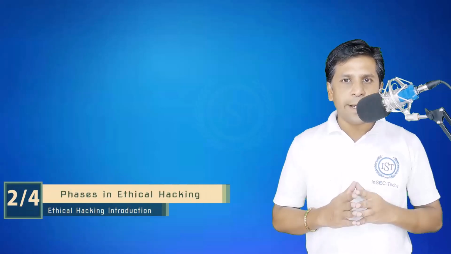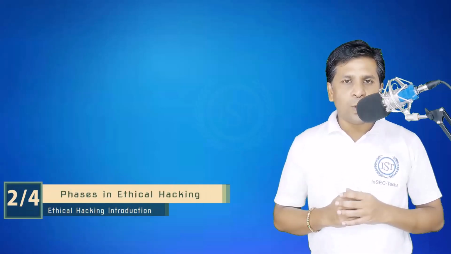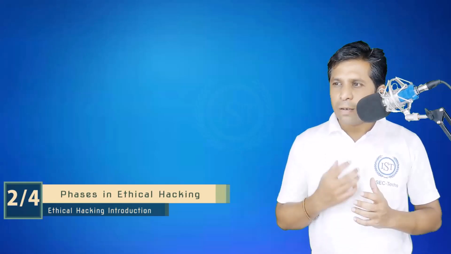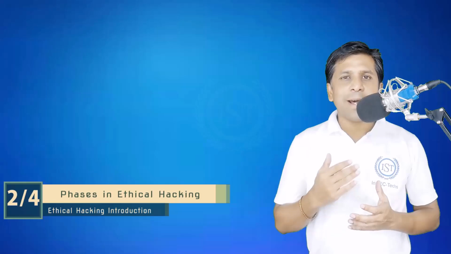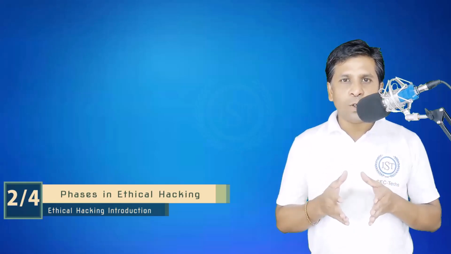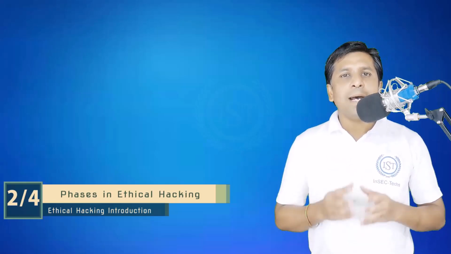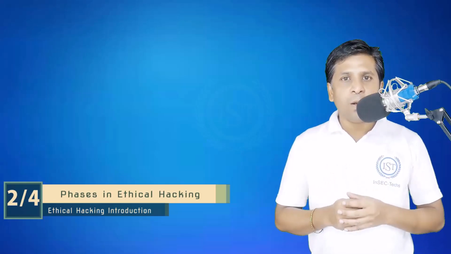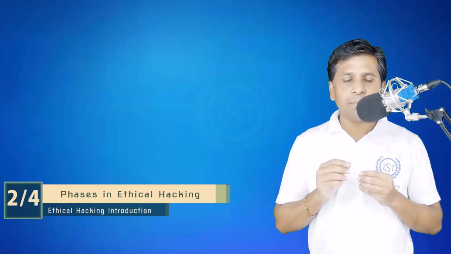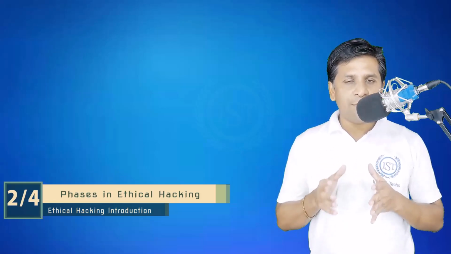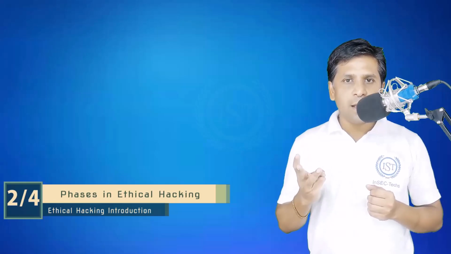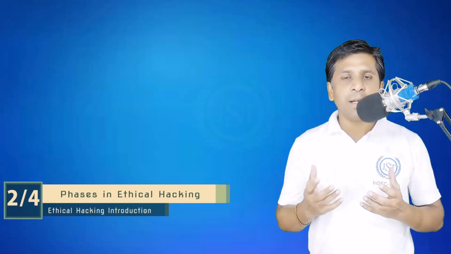In this class, we are going to learn phases in ethical hacking. In whatever field, whether you're conducting some medical operation or doing some research or developing some project, there is a standard procedure to follow because it yields a good result. As such, in ethical hacking or penetration testing, there are 5 phases involved. Those 5 phases are reconnaissance, scanning, gaining access, maintaining access, and covering tracks.